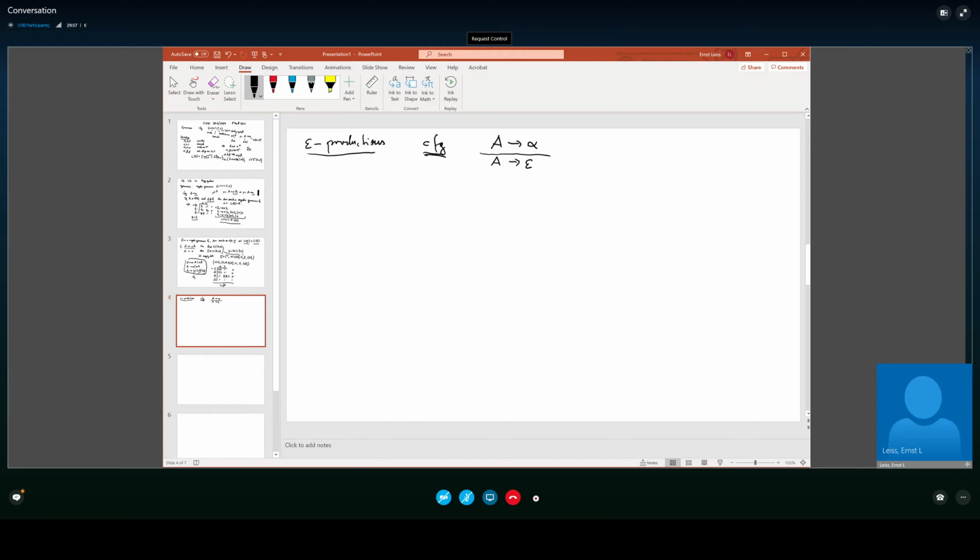So in general, a context-free grammar may have productions that are of this form: variable goes to the empty word. And now what we want to do is eliminate epsilon productions.